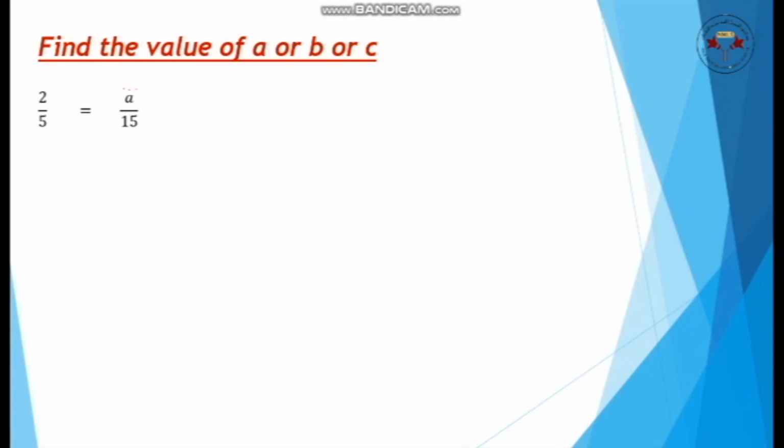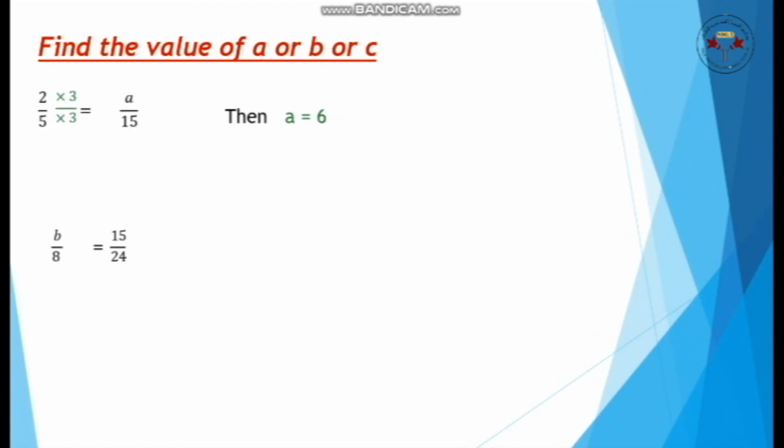The denominators are complete also. So the 5 became 15. It became 15 when I multiplied by 3 up and down. So when I multiply by 3 up and down, I will figure out the answer, which is 2 times 3 equals 6. So the answer of a is 6. Isn't that very clear?